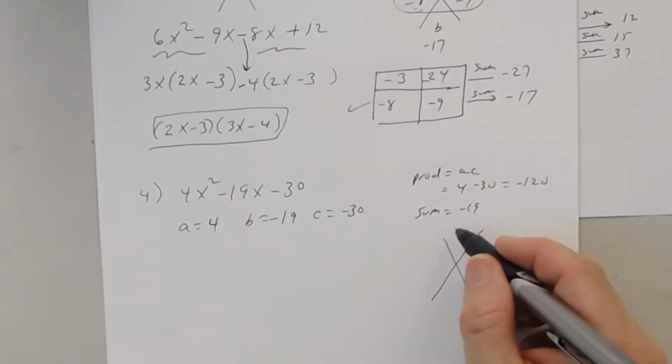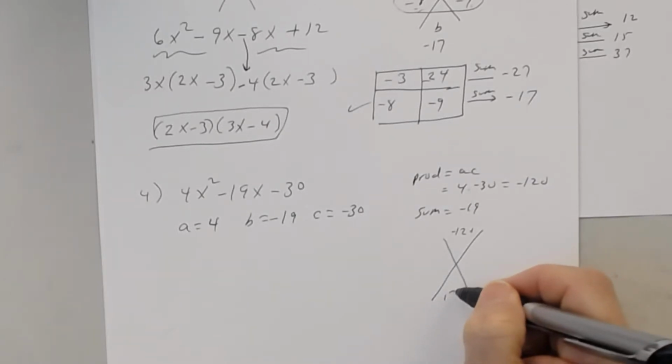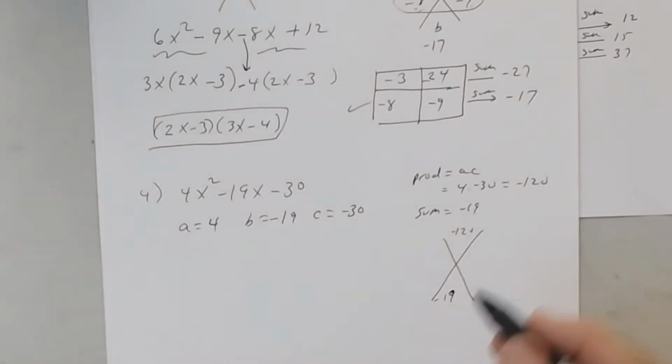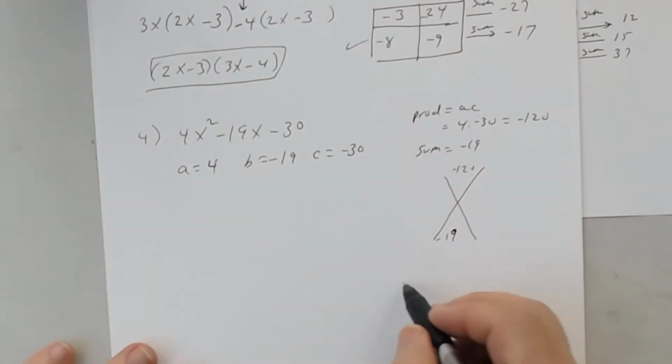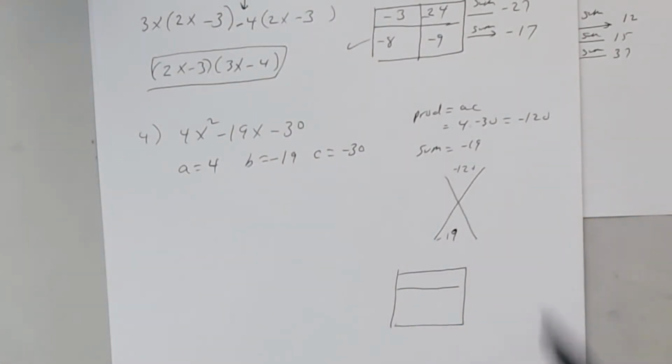So I need the product to be negative 120, and I need the sum to be negative 19. So use the table, though. You still have to use a table. What do you want to try? Okay, so notice that the product is negative, right? So that means that one has to be negative, the other one has to be positive. So what'd you say?